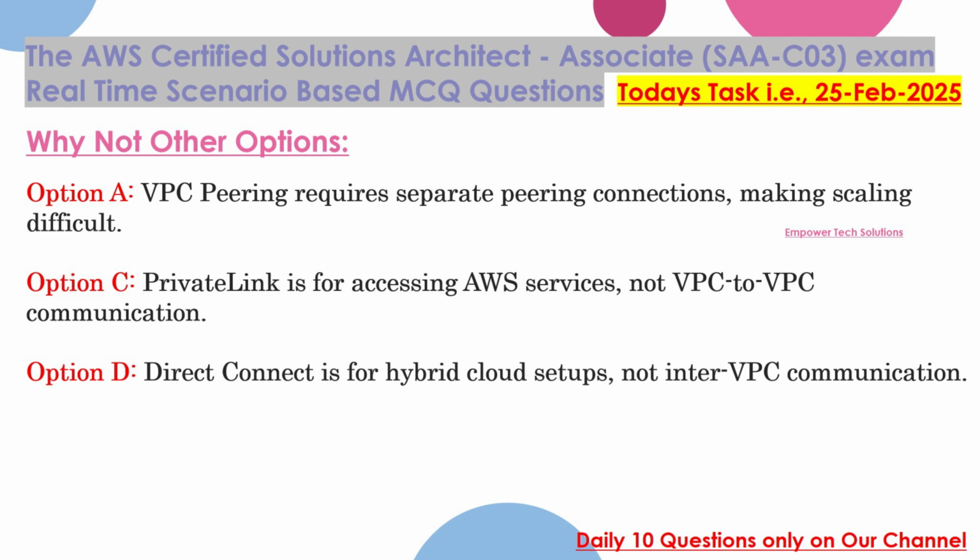Why not other options? Option A. VPC peering requires separate peering connections, making scaling difficult. Option C. PrivateLink is for accessing AWS services, not VPC to VPC communication. Option D. Direct Connect is for hybrid cloud setups, not inter-VPC communication.